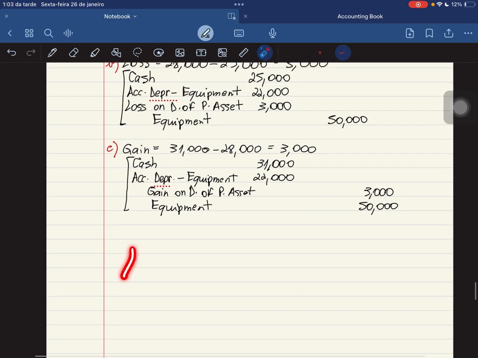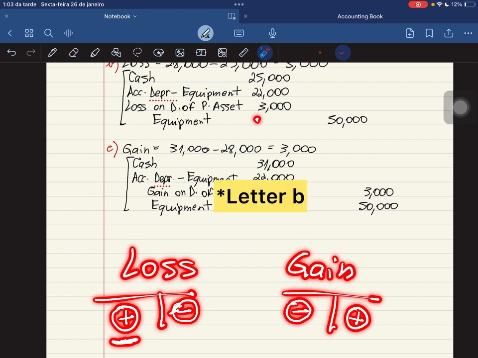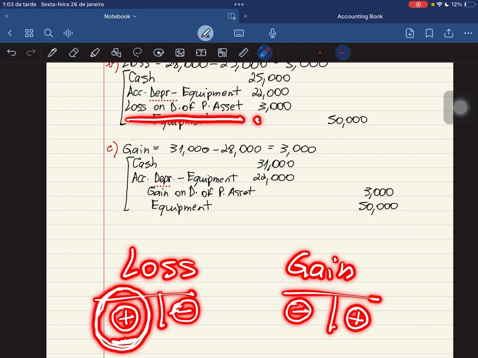Okay, now let me tell you why the positions for loss and gain look like this. Because loss and gain, over here, these are the T accounts. For losses on disposal of plant asset, the increases happen here and the decreases happen here. It's counterintuitive, right? Because you would think that loss would be minus, but no, this one is a plus. And gain is the opposite, so the increases happen here and the decreases happen here. So for exercise B, we are recording a loss. It's like we're saying this loss is going up, and you have to debit this side in order to record the increases, so that's why you debit it.